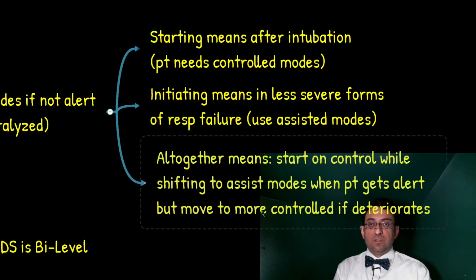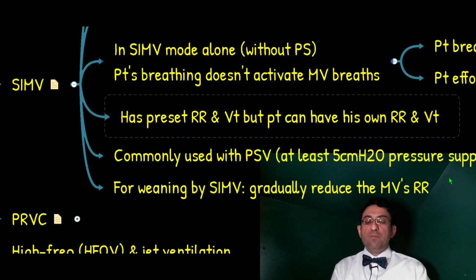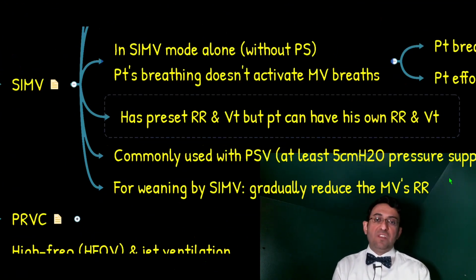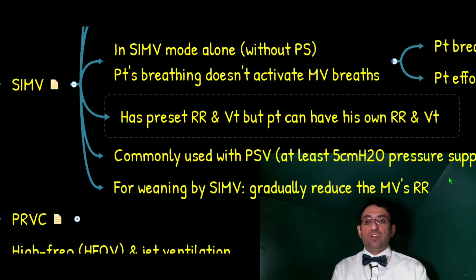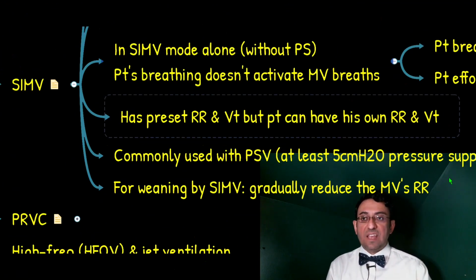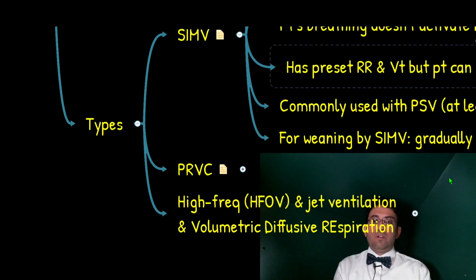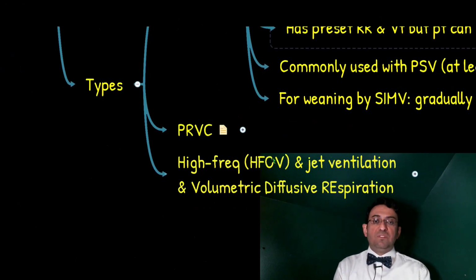Next important question: if the patient is improving, or if we are planning weaning, what modes should be used? We use assisted modes. On the other side, if the patient is deteriorating, what modes are preferred? Controlled modes. Which mode provides a guaranteed ventilation by machine while at the same time allows the patient to have his own respiratory rate and tidal volume independent of machine? That is SIMV. Remember, there are other controlled modes such as PRVC and HFOV, or jet ventilation.